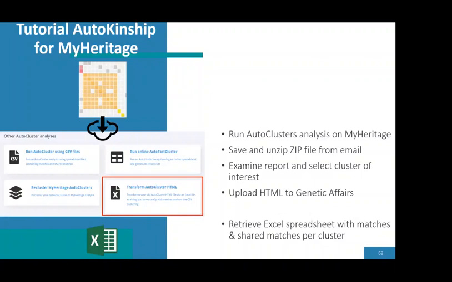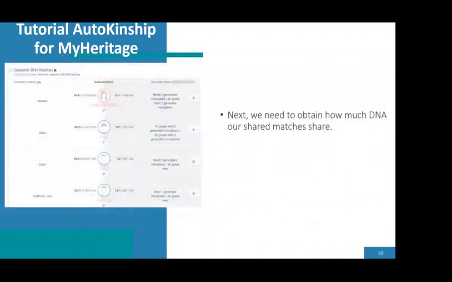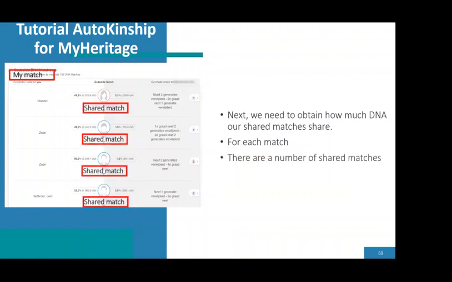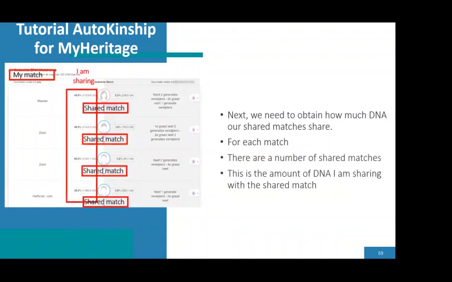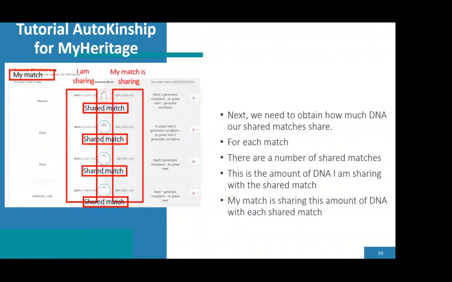And this also contains information per cluster. So this is the basis of your analysis. This is the starting point. Next, we need to obtain how much DNA our shared matches share. So for each match, there are a number of shared matches. This is the amount of DNA I am sharing with the shared match. This is the amount of DNA my match is sharing with each shared DNA match.